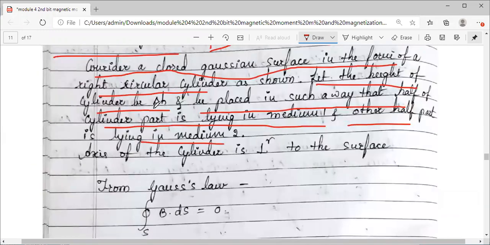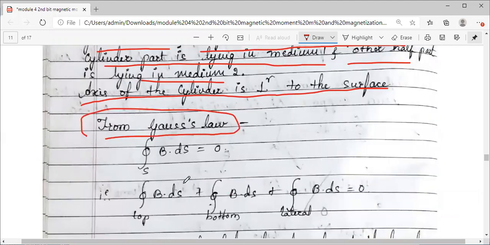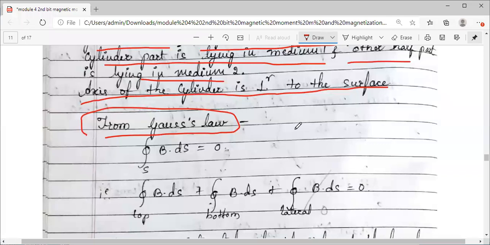Okay, now as I said, right circular cylinder, axis of the cylinder is perpendicular to the surface. Now as we are using a Gaussian surface here, let me use Gauss's law in order to find the normal component. What Gauss's law we have studied, just try to recall in your module 2, we have seen D dot dS is equal to this flux, displacement flux.